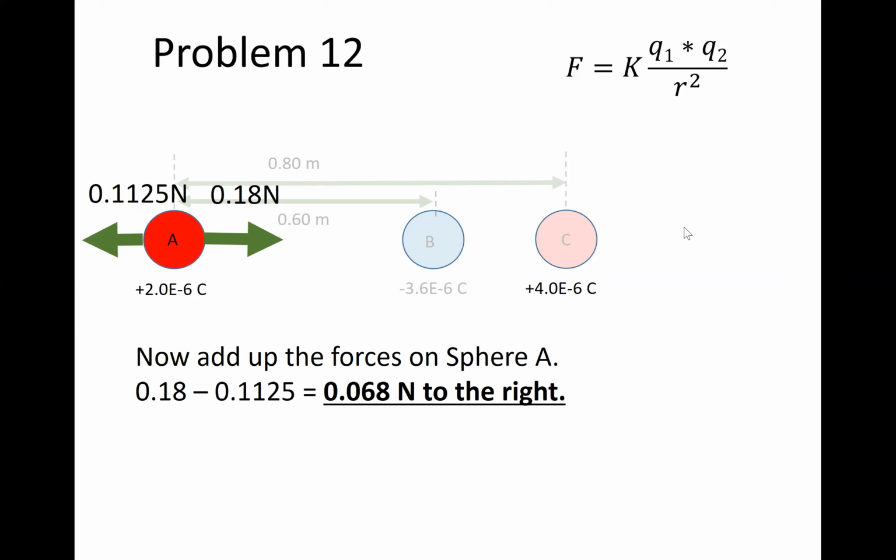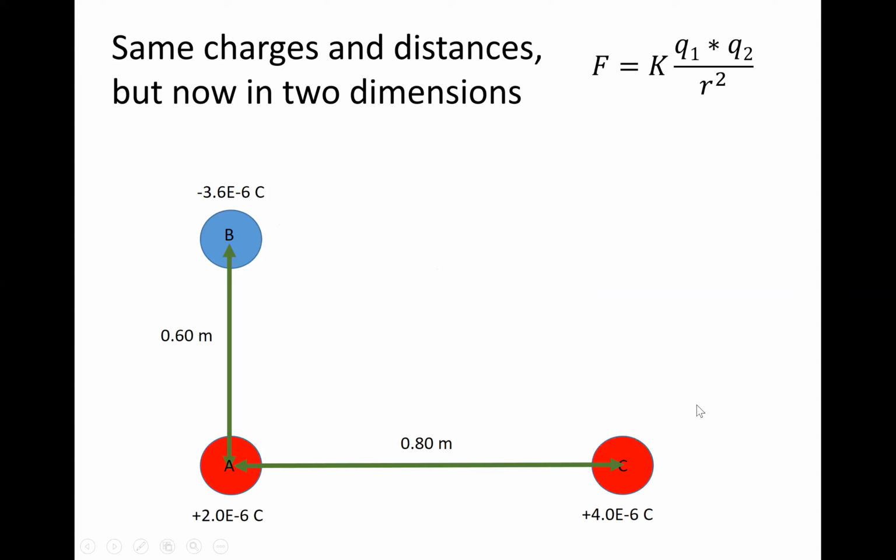Okay, so Josh is suggesting, what if we did problem number 12 as if it was two-dimensional? So Josh, you get the prize for reading my mind, because that is exactly what I want to do right now. I'm going to take problem number 12 and change it so that it's the same numbers as before, the same distances, but I'm going to take sphere B and move it so it's up above. Okay, and so now I want you to do this problem like this.